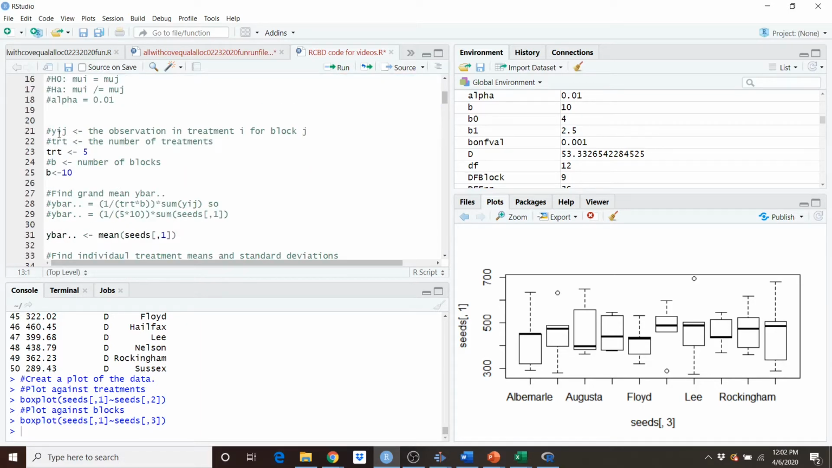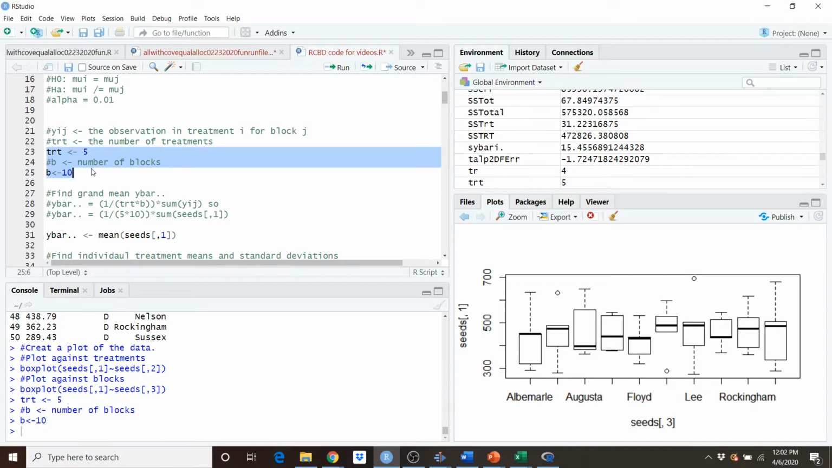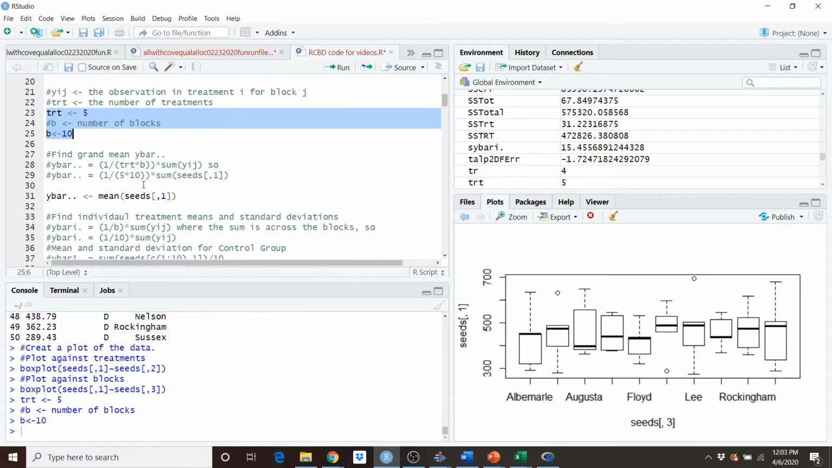Now, recall also, Yij is the observation for treatment i in block j, and TRT is going to be our number of treatments. Well, here we have a number of treatments as 5, and we have 10 blocks. So B is our number of blocks, and that is 10.